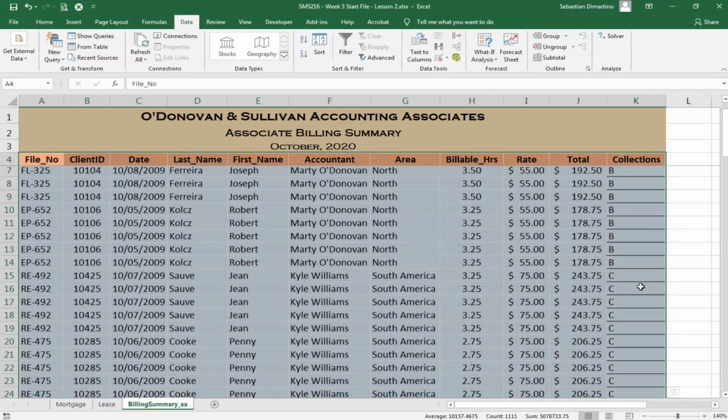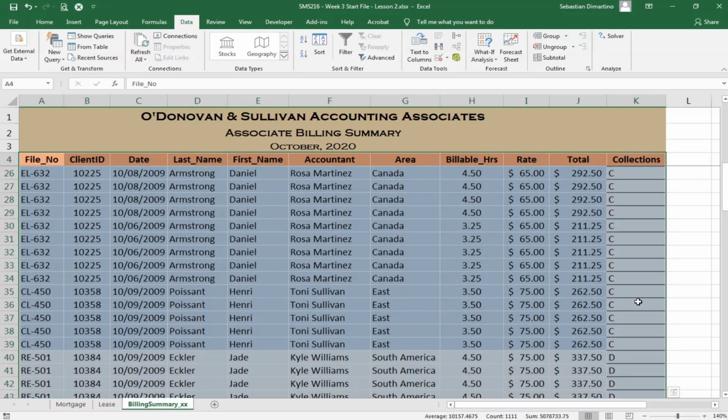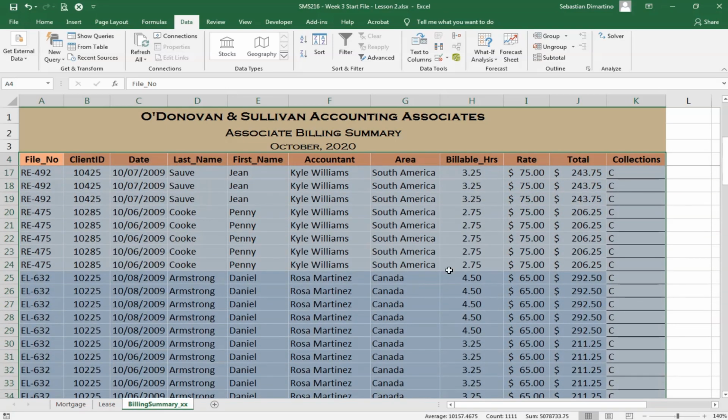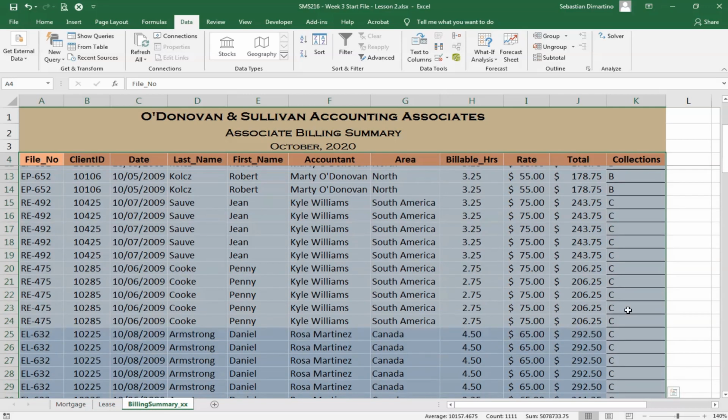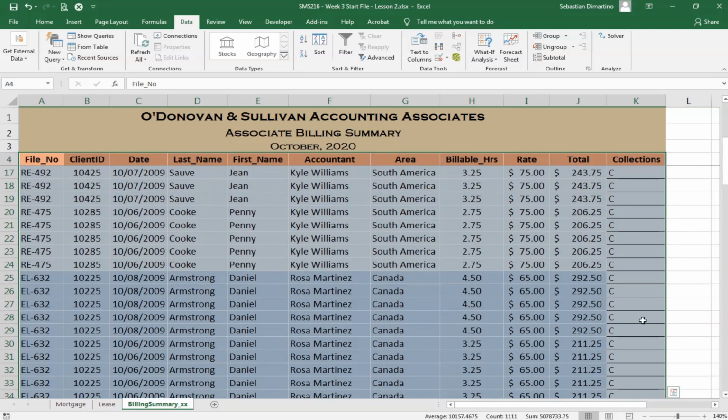Your B's are the same, your C's are the same. You're all the way down, look at that. So you've got Kyle Williams all together, Rosa's all together, and so is Tony. And so you've got it sorted by collections and the accountant. And so that's the benefit of having multiple levels of sorting, so that you can actually look at a secondary object if the first one is matching something already.